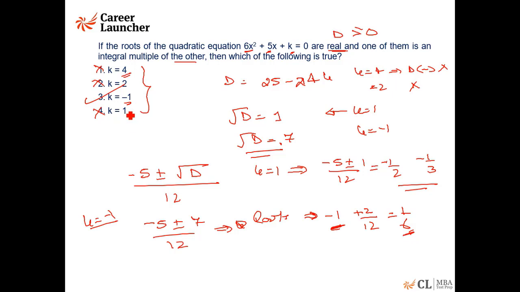So the correct answer is this. What did we do out here? We first said the question says the roots have to be real. We calculated D and found based on that k equal to 4 and 2 are not possible, because for these two the roots are going to be imaginary. Then we verified for k equal to 1 and minus 1, and whichever gave us the answer is the correct value. So as far as this question is concerned, the correct answer is k equal to minus 1.